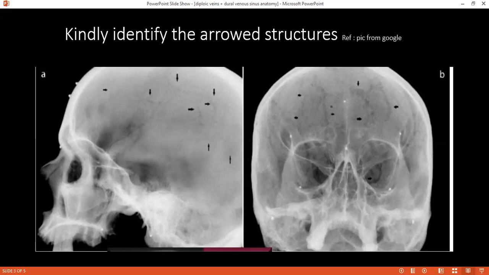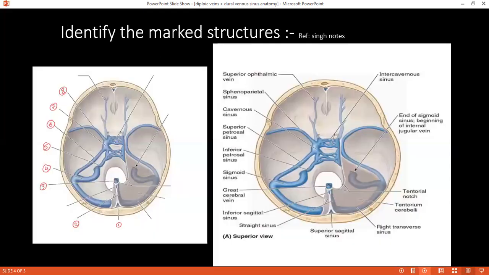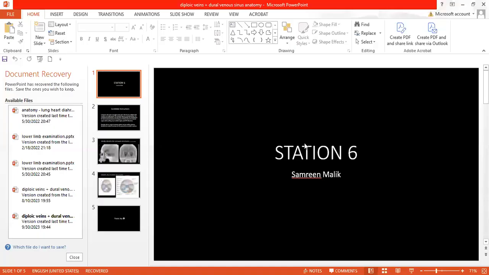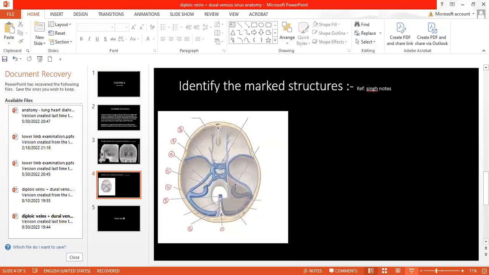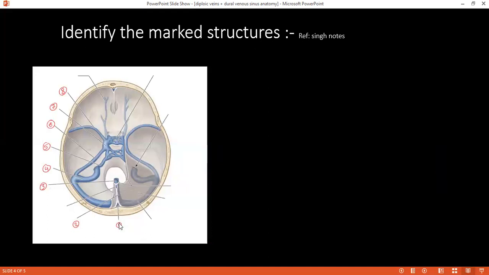All right, can you also tell me, wait just a second, I have to remove one. If you can identify what is 1 to 8, all of these, please. Number 1 is the terminal point of superior sagittal sinus. Number 2 is the straight sinus. Number 3 is the inferior sagittal sinus.